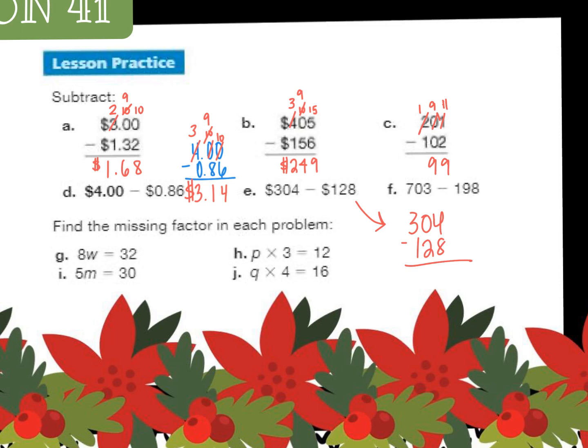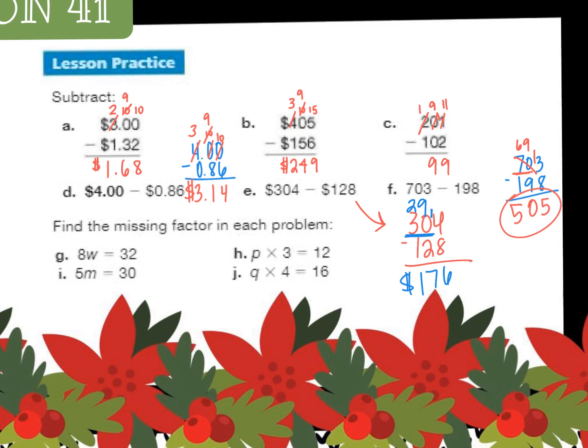Okay, my next one, I have 304 minus 128. I'm going to come over here and change 30 to 29. I'm going to make it one less. And then I'm able to make the 4 into 14. 14 minus 8 is 6. 9 minus 2 is 7. And 2 minus 1 is 1. So 176. And my last one is 703 minus 198. I'm going to come over here to the 70, and turn that into one less, which is 69. So 70 becomes 69. 3 becomes 13. 13 minus 8 is 5. 9 minus 9 is 0. And 6 minus 1 is 5. So 505.